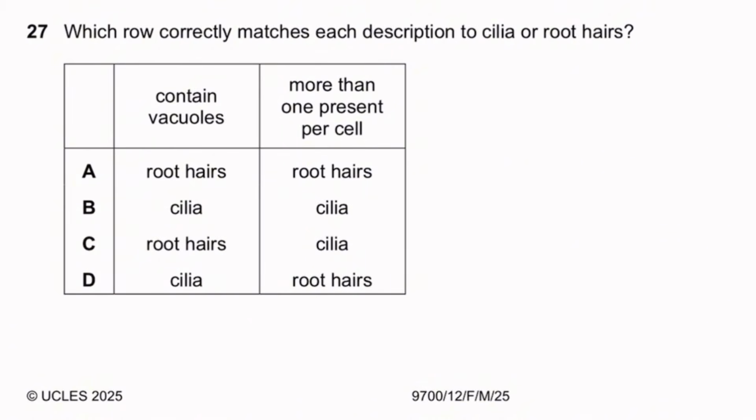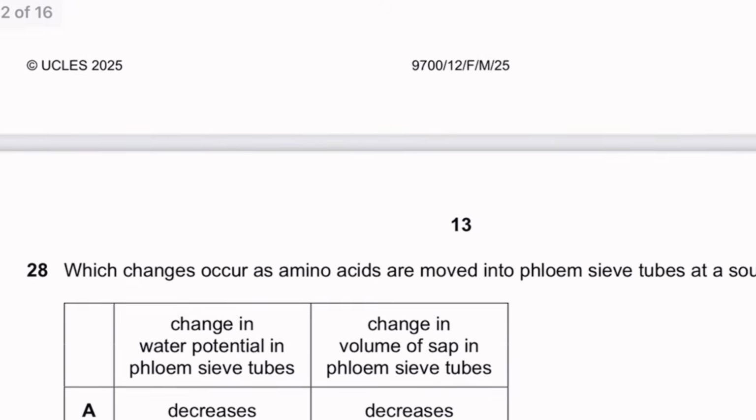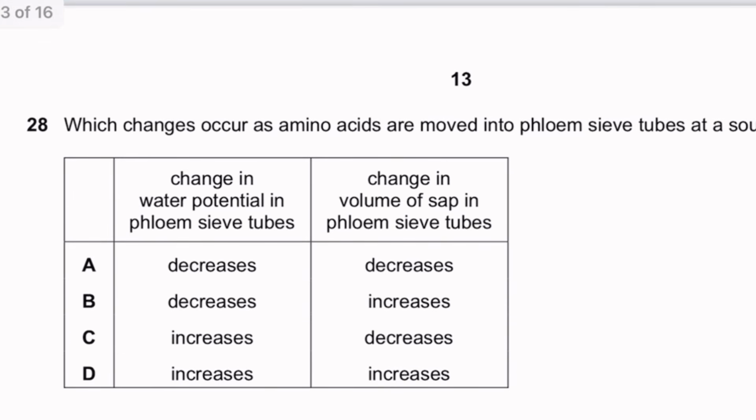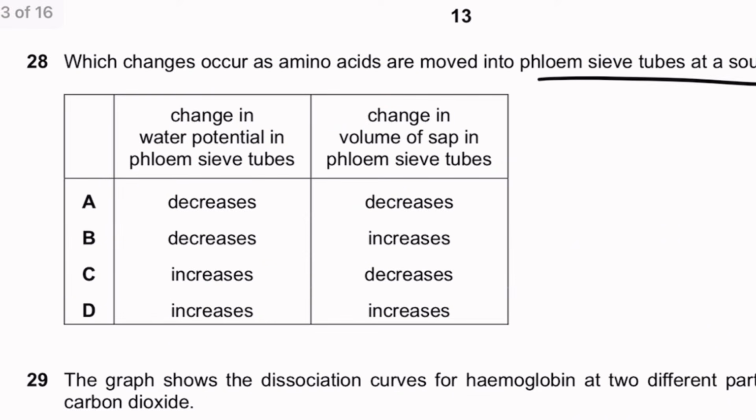Which row correctly matches each description to cilia or to root hairs? Contain vacuoles. Well, they're definitely not cilia. Okay, root hairs contain vacuoles. More than one represented per cell, definitely cilia. Okay, so root hairs and cilia. Which changes occur as amino acids are moved into the phloem sieve tube elements at the source? Okay, the changes that occur as amino acids are moved into the phloem at a source.